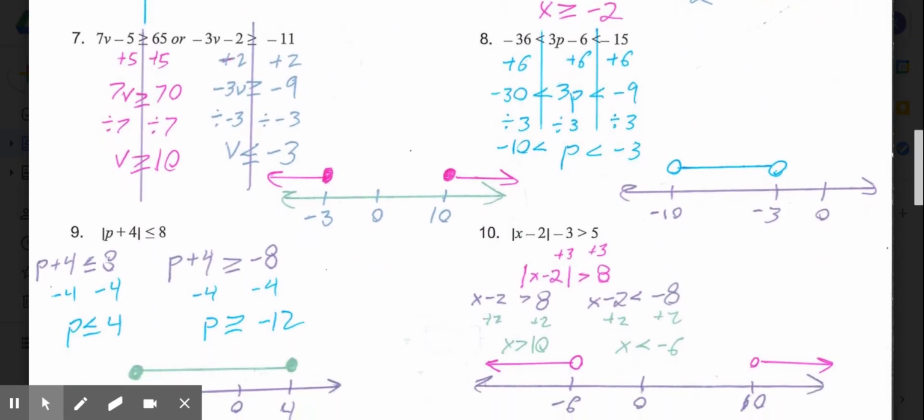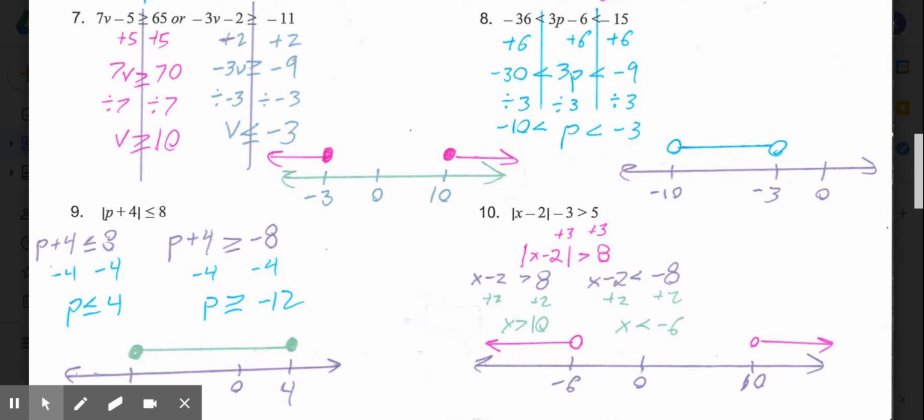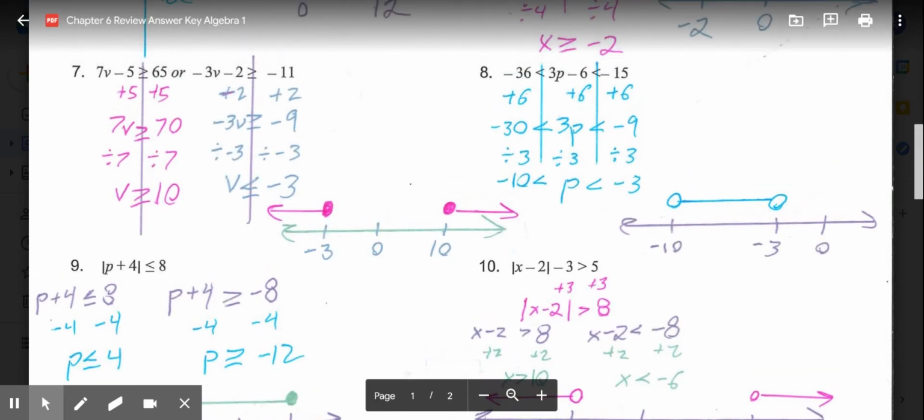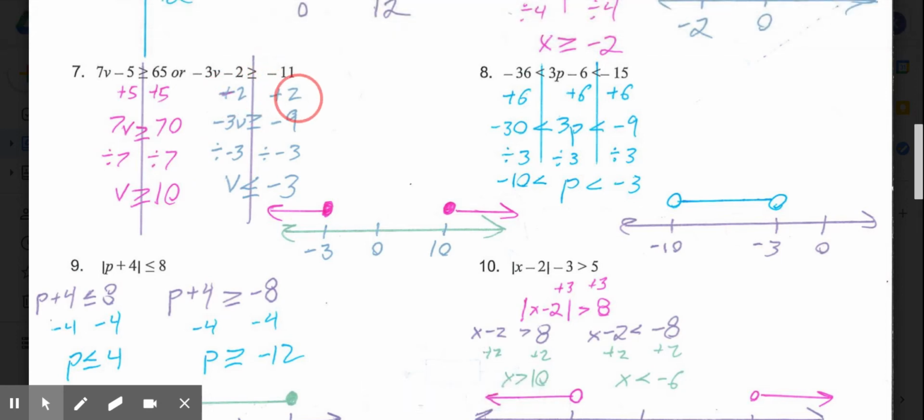Then our last few on this page, 7, 8, 9, and 10. For 7, we have an OR statement, so you want to solve them separately. So we'll do the inequality on the left, then the one on the right. So add 5, divide by the 7 for v is greater than or equal to 10. And on our other one, add 2 to each side, divide by the -3, so you have to flip the inequality, and you have v is less than or equal to -3.